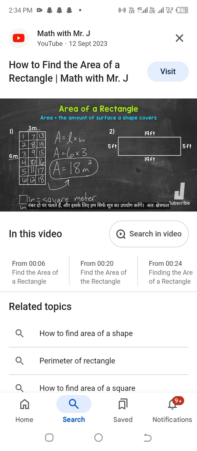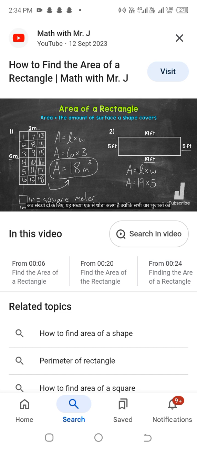Let's move on to number 2, and for this one, we're just going to use the formula. So area equals length times width. So let's plug in the length. We're going to use 19 feet. So 19 feet times the width of 5 feet. So again, I used the longer side for the length.